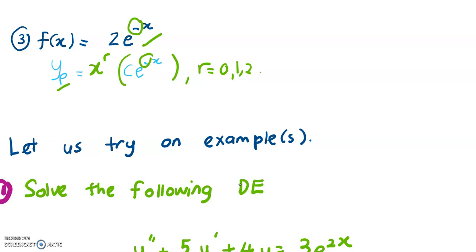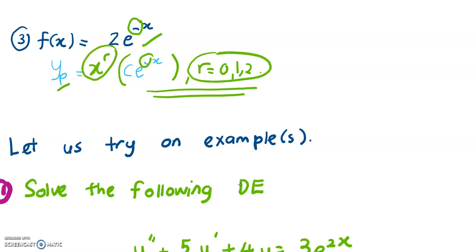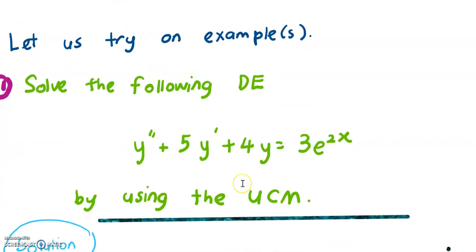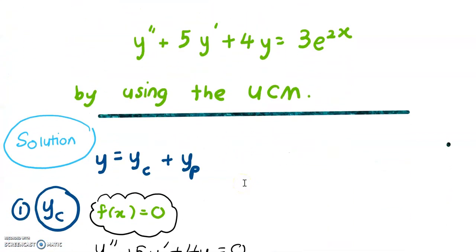r is there so that we make sure there are no terms similar to our solution in yc. If you still remember what we did during our first case, this is the function of x^r, with r from 0, 1, and 2. So now let us try an example.